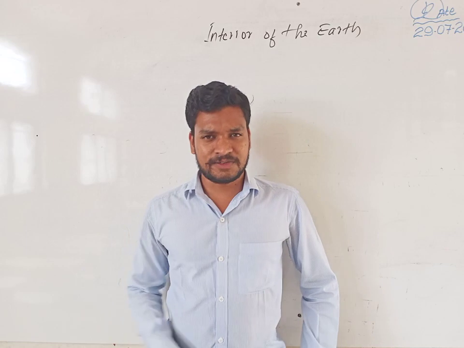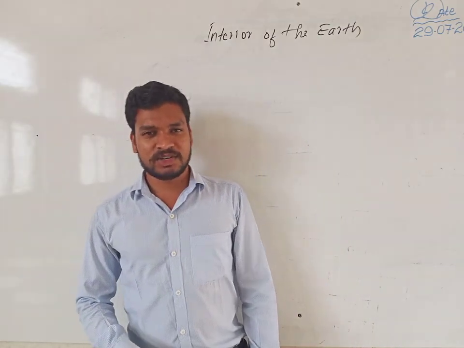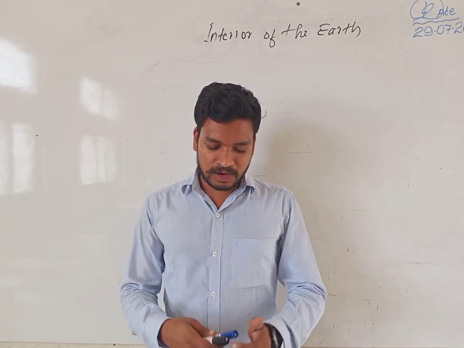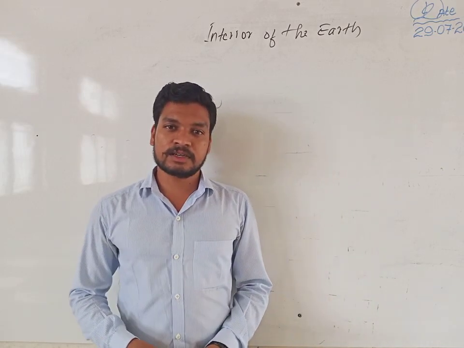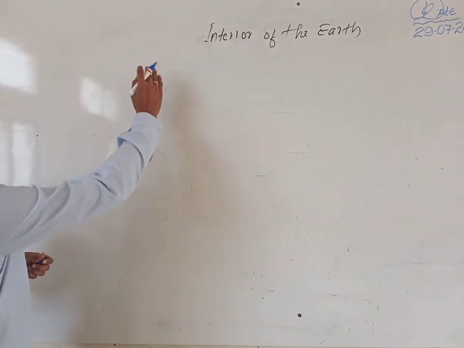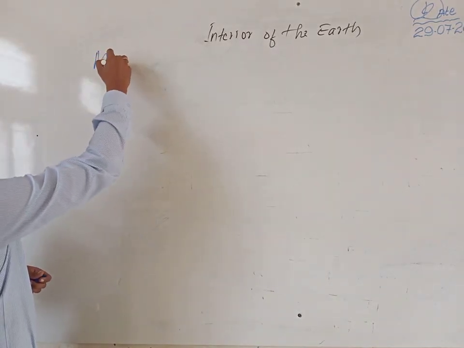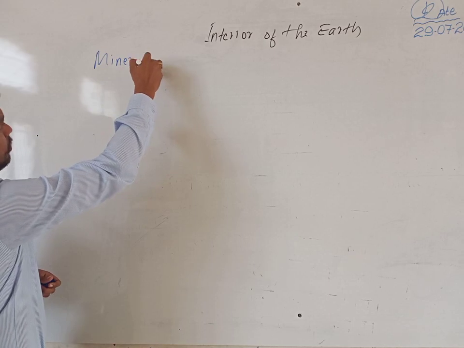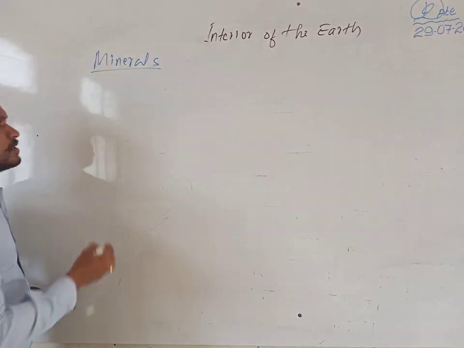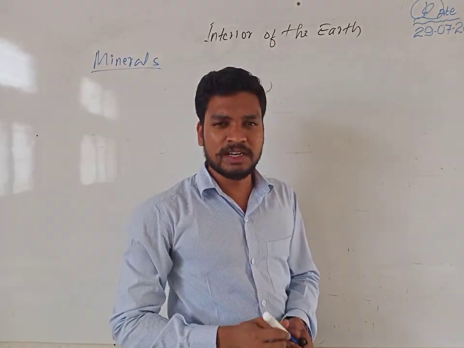The continuous chain of changing the rocks from one to another is called the rock cycle. That's what we discussed with the diagram. Now we are left with one small concept, about the minerals. Under rocks and minerals, we are left with the minerals concept. What do minerals refer to? What are those minerals?